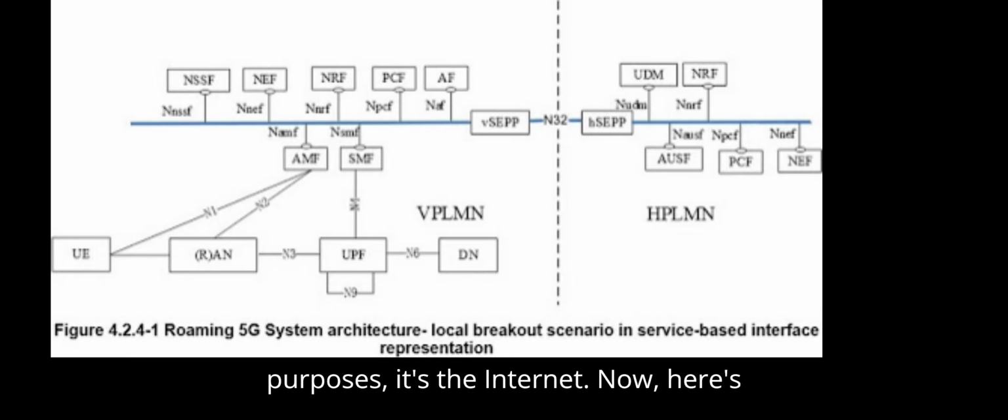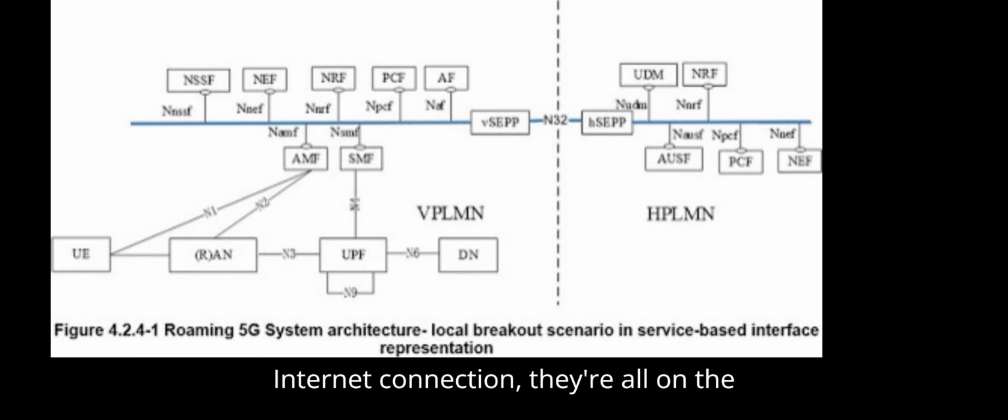Now, here's what I noticed. All of these things, the phone, the tower, the UPF, and the internet connection, they're all on the left side. They're all in the visited network. And that is the local breakout. Why is that special? Isn't that how it always works? No, not at all. That's the thing.